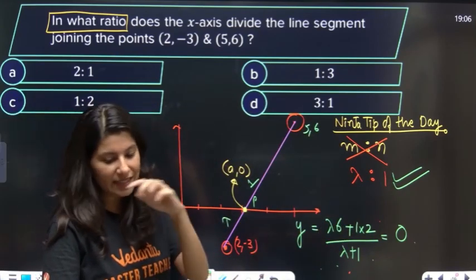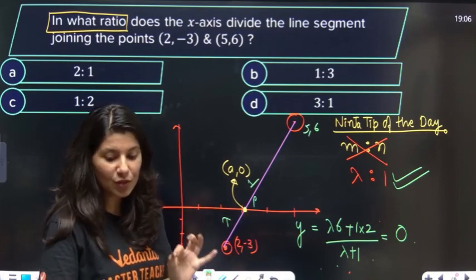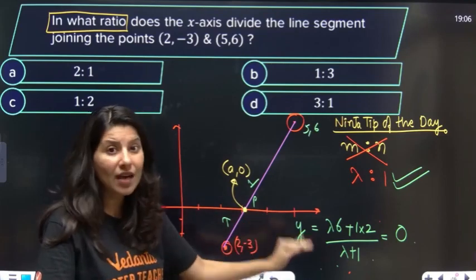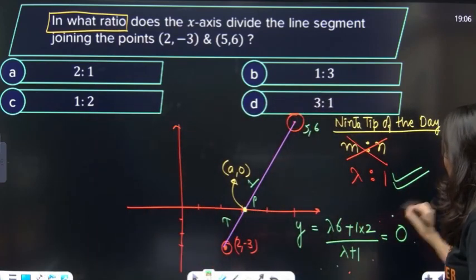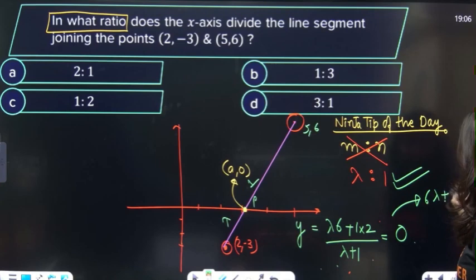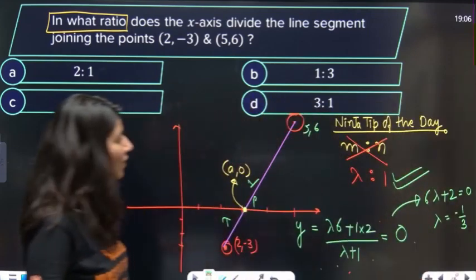Yes, Ronit is asking, but ma'am, how come you are fixing n? This is going to be revealed once you are done with this question. So now just tell me, 6 lambda plus 2 is equal to 0. So lambda is coming out as minus 1 by 3.